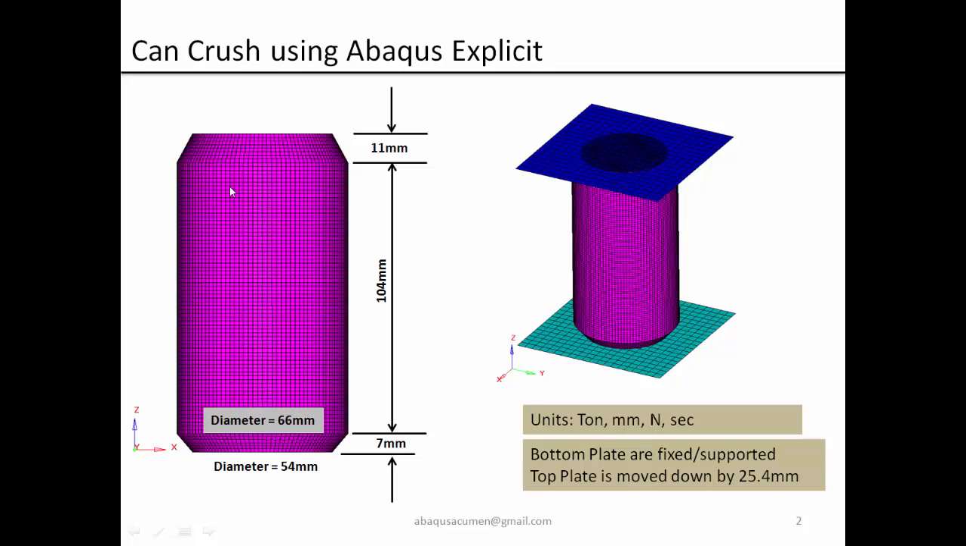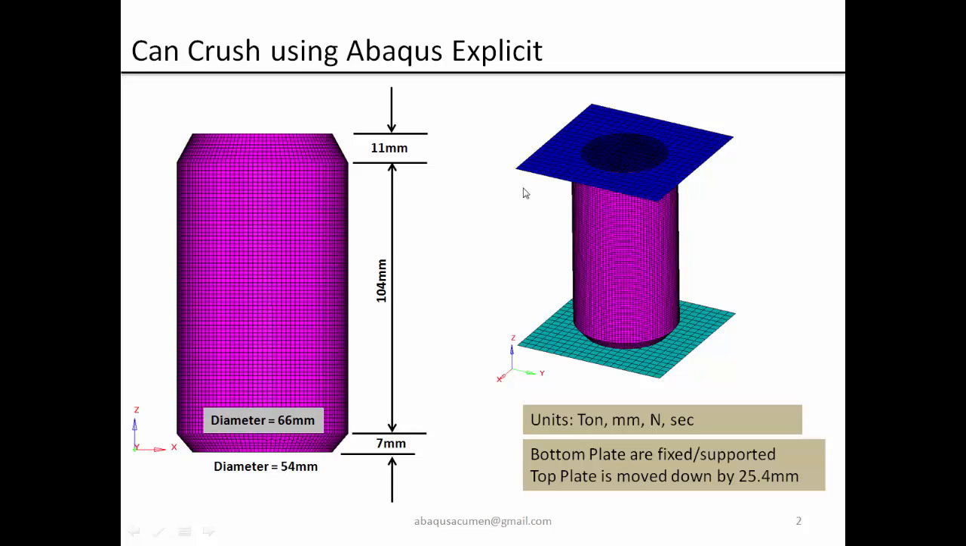The center diameter is 66 millimeter, and the top and the bottom are 54 millimeter. Then at the bottom we have a step of 7 millimeter, at the top we have a step of 11 millimeter, and the center region is 104 millimeter. The units which we are using are SI units: ton, millimeter, Newton, second.